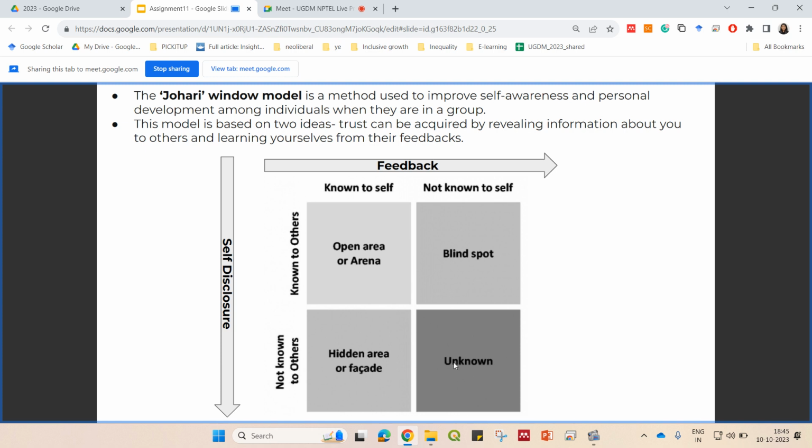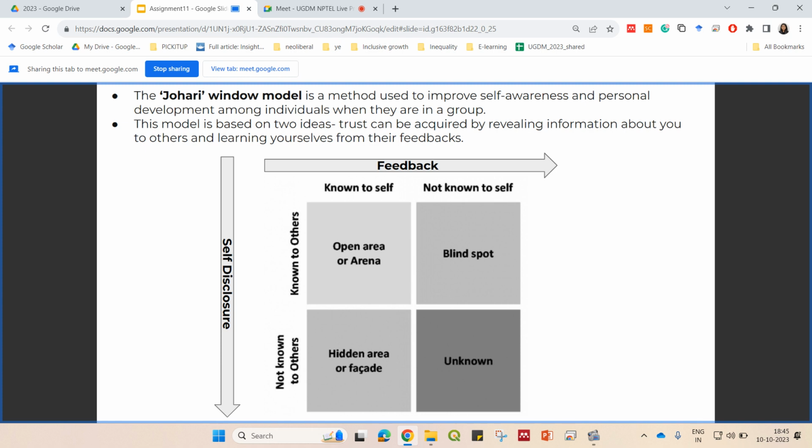Then comes this area which is unknown. So neither are you disclosing anything about yourself, nor are you getting any feedback on how you are performing. So that becomes an area of complete unknown where neither thing is there, neither you are disclosing nor are you getting any feedback.